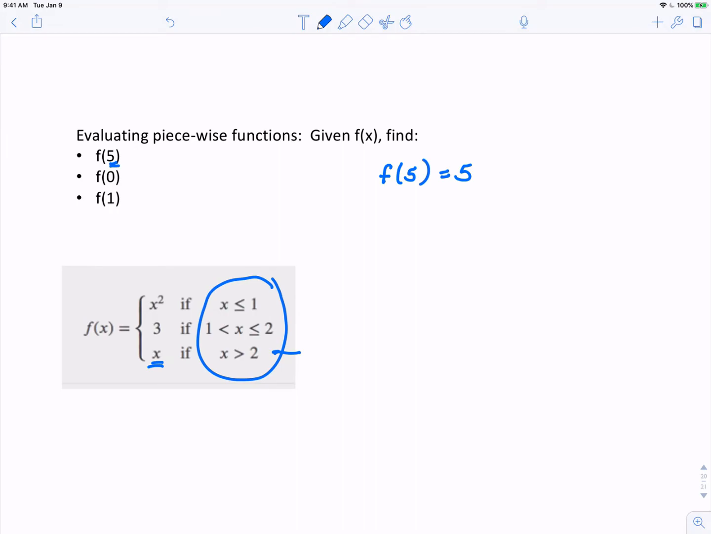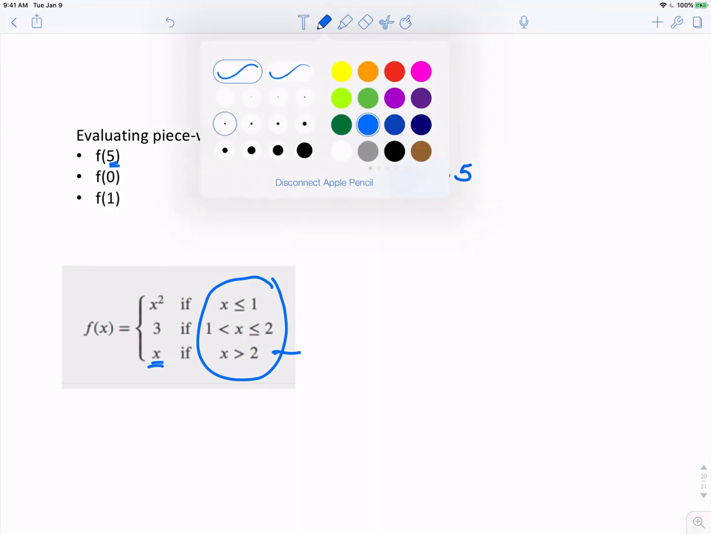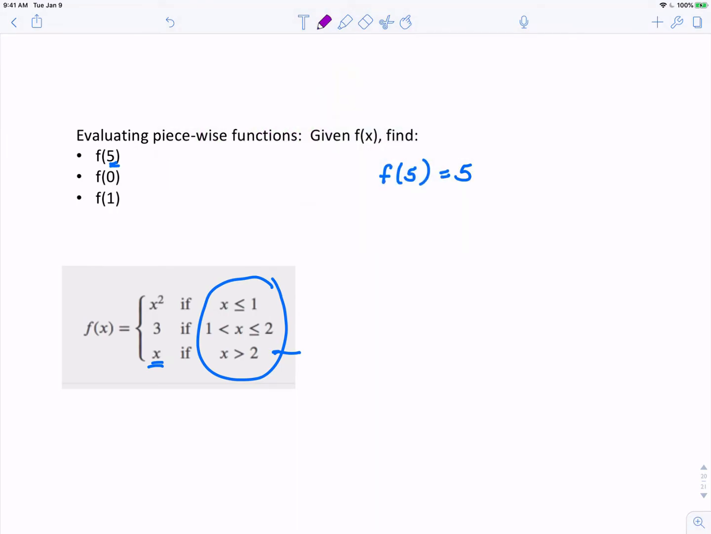f of 0. If we look at what area in the domain 0 would lie, 0 is less than or equal to 1. And so the rule we would be applying is f of x is equal to x squared. So f of 0 would be equal to 0 squared, or in other words, 0. And finally, let's find f of 1.